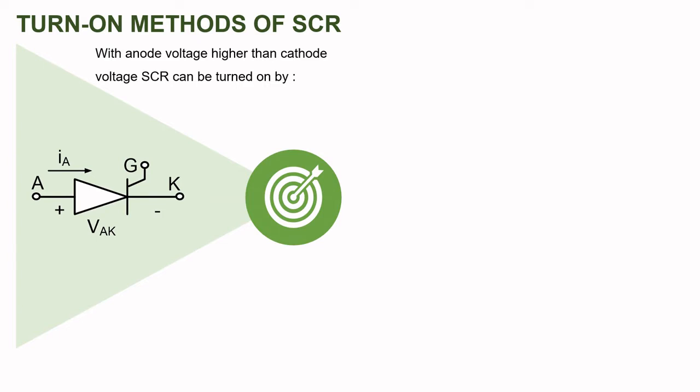The first and the foremost important condition for turning on the SCR is the SCR must be forward biased. That means the voltage at the anode must be higher than the voltage at the cathode.